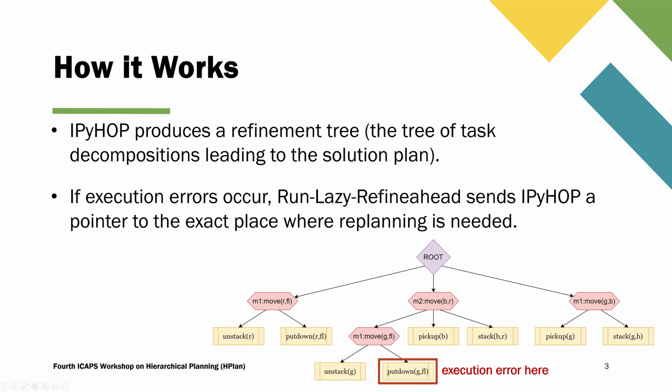Let's assume that the primitive action put down GFL fails during execution. At this stage, run lazy refine ahead sends IPyHOP a pointer to this task in the refinement tree and requests replanning.